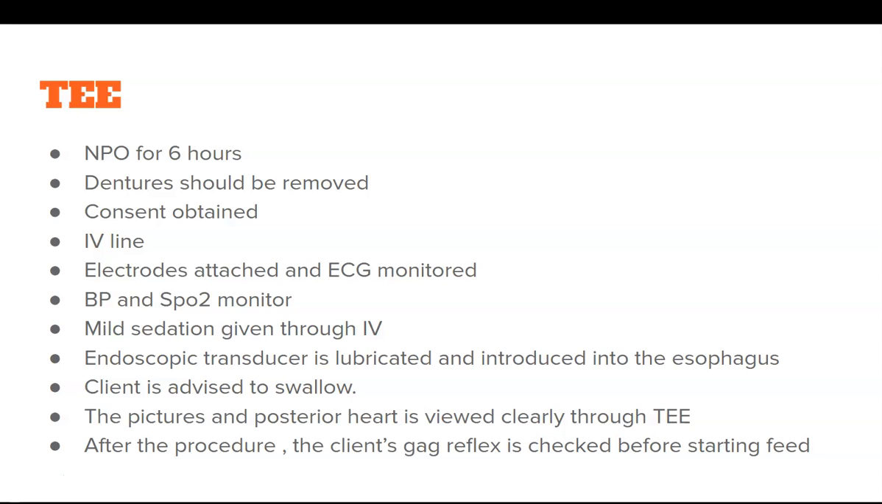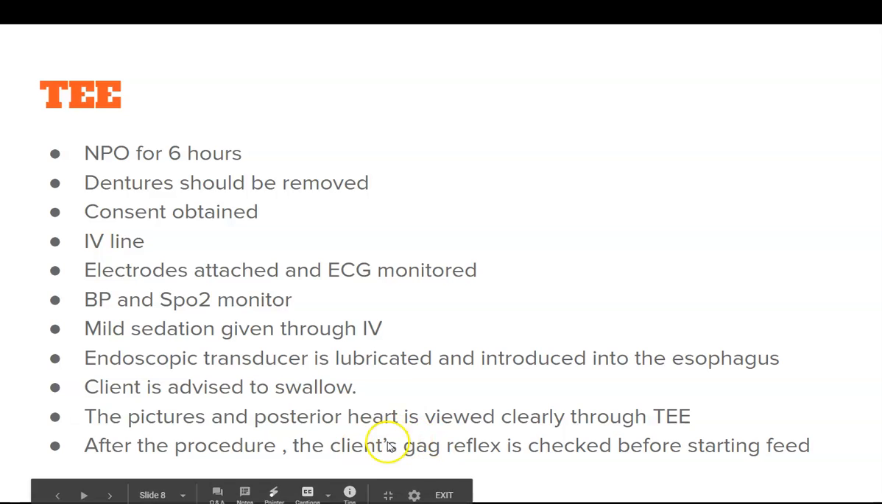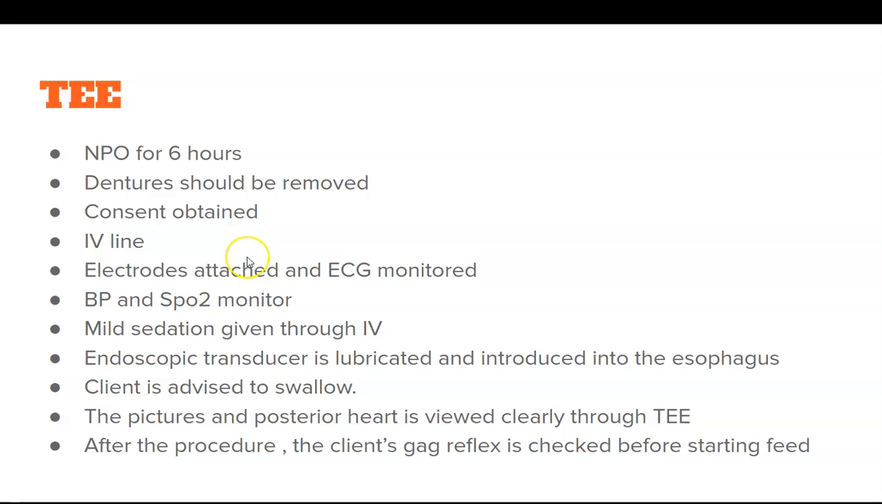So after the procedure, the main nurse's responsibility is, before giving any food or fluid, you have to check the gag reflex so that the patient is back to consciousness. Because they are given mild sedation, check the patient's conscious level. If they are conscious and oriented, then give sips of water and check that the gag reflex, that is the swallowing reflex, has returned, and then you will start giving them food. So this is the nurse's responsibility in case of TEE.